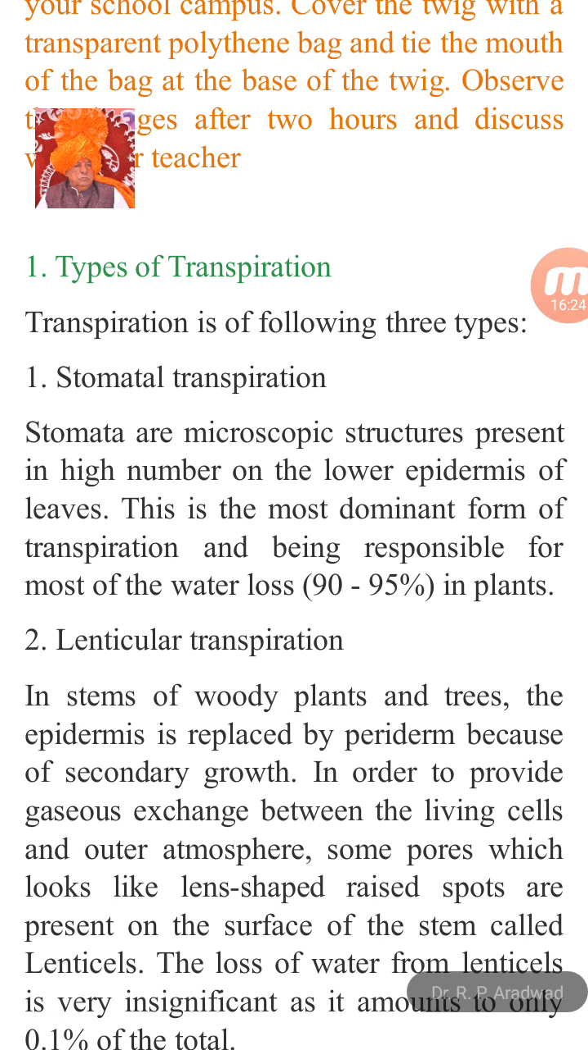What are stomata? Stomata are microscopic structures that are present in high number on the lower epidermis of the leaves. This is the most dominant form of transpiration and is responsible for most of the water loss. Nearly 98% of water loss is carried out through stomatal transpiration.